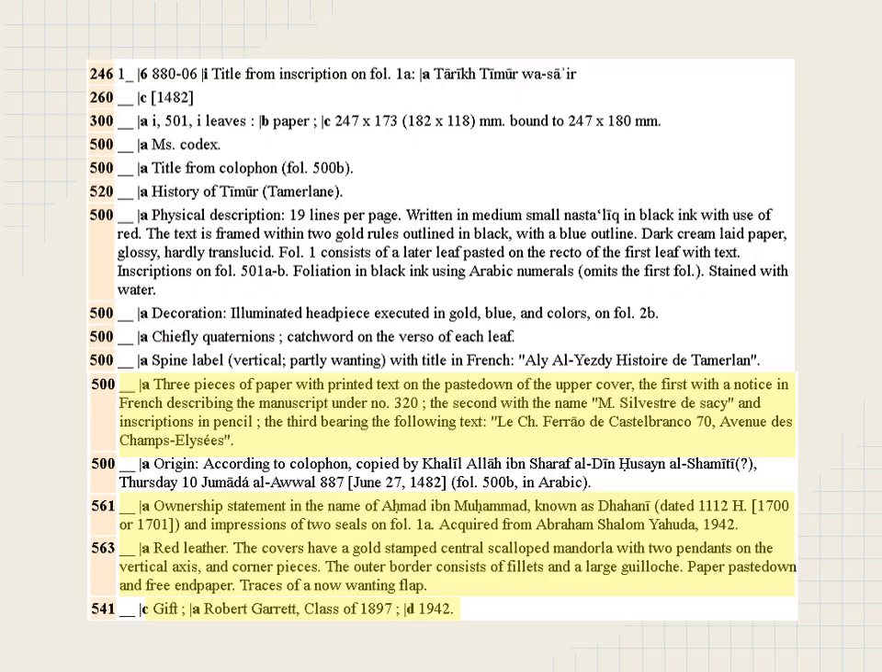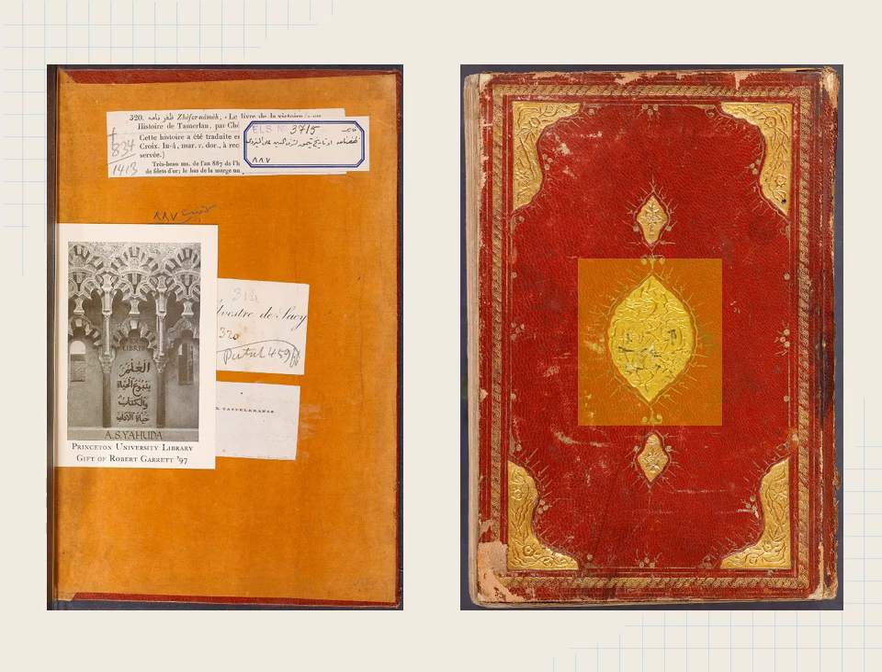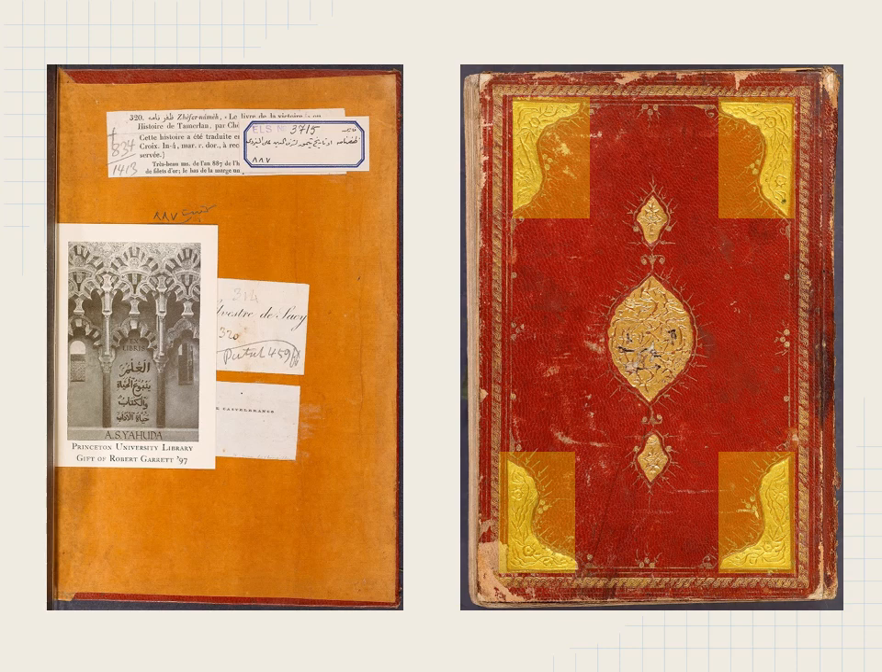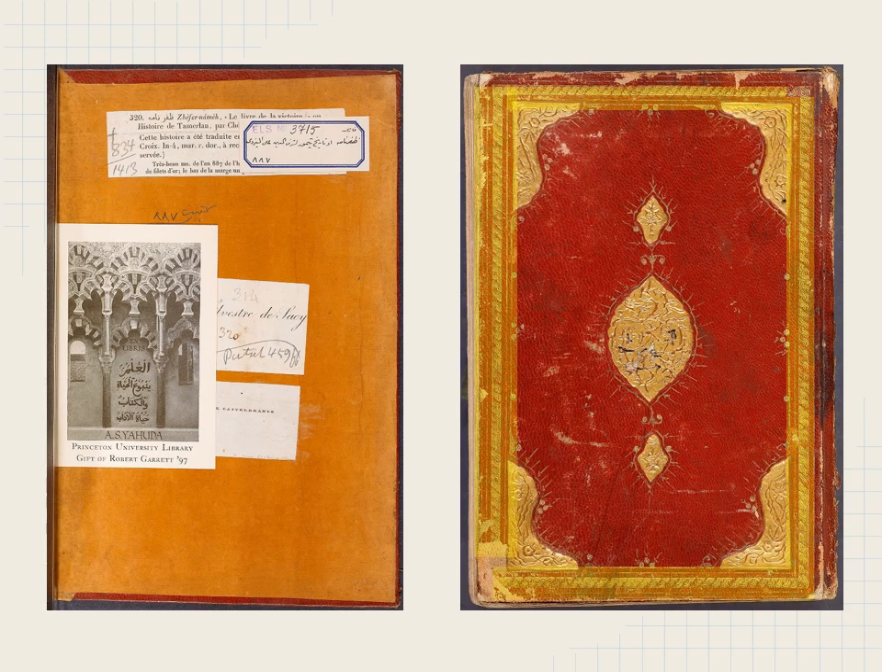On this slide, the binding and provenance elements have been highlighted. This manuscript's binding consists of red leather with a gold stamped central mandorla, pendants, corner pieces, and fillets. On the inner covers are orange paper paste downs.